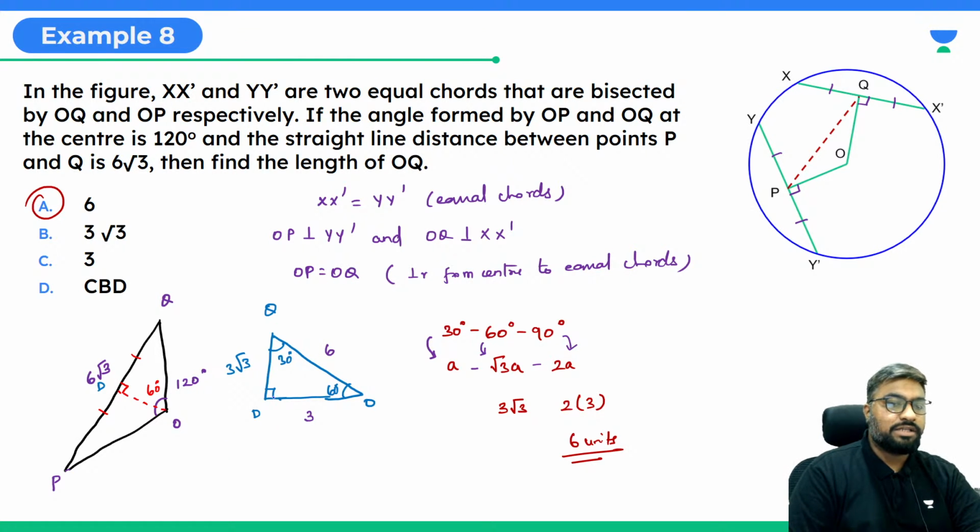Yes, or at this stage you can also use cos 30. Cos 30 is going to be what? Root 3 by 2. So put that in and you will get 6.